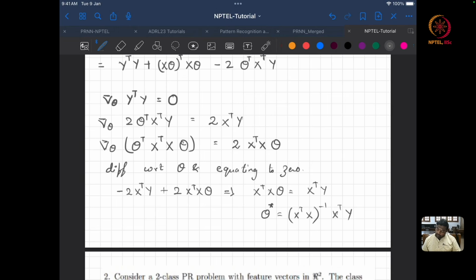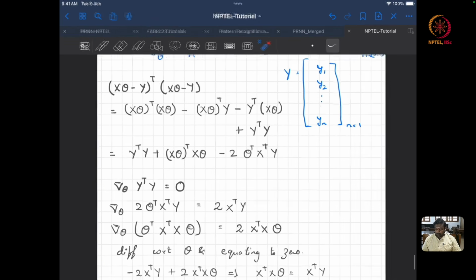Now I will leave a couple of things here. One is, what if there is no inverse? Then comes the idea of pseudo inverse. I'm leaving that for you to look into. So that is one specific thing.